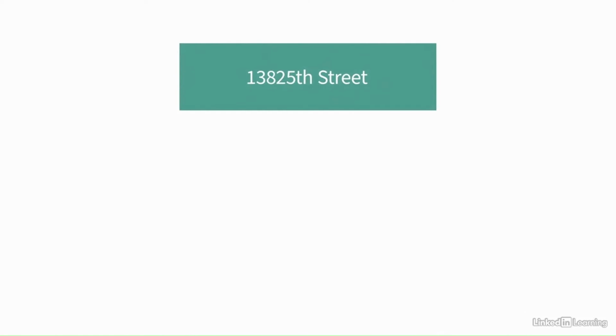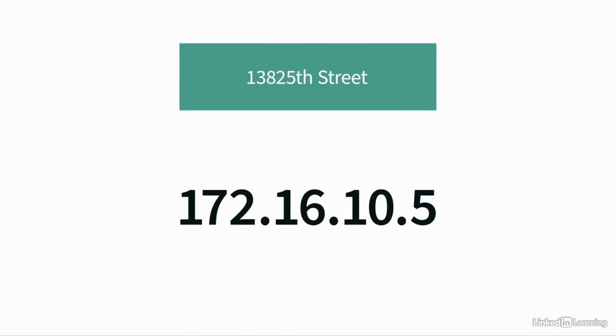Now, we typically write out an IPv4 address in dotted decimal notation, like we see here. An IPv4 address is 32 bits in length, and we have 4 different groupings of 8 bits. They're all separated by dots, and each of these 8-bit groupings, we call that an octet.